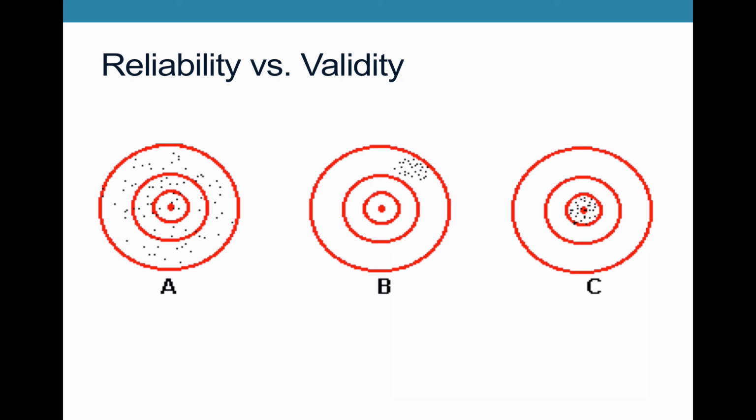So this is problematic. Bullseye B, very reliable in contrast to bullseye A. You're consistently getting the same score over and over again. Roughly you're getting the same position. The problem is that it's not valid, right? You're not actually hitting the bullseye. So even if you're consistent, you're consistently wrong all the time. So here, this is reliable but not valid. And bullseye C is both reliable and valid. You're consistently getting the same score, and that score is not biased. It's more or less the score that you want to be getting.